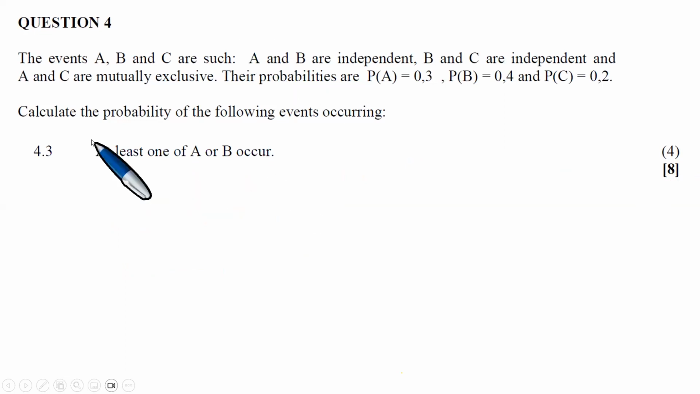Okay, we already know the story, but if we want to find the probability of the following events occurring, at least one of A or B occur.